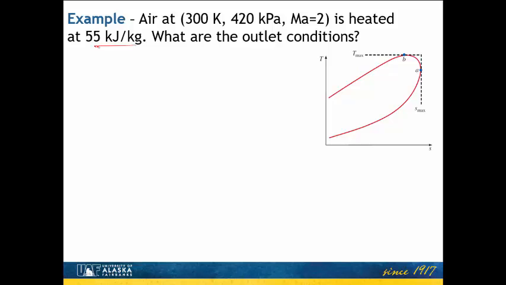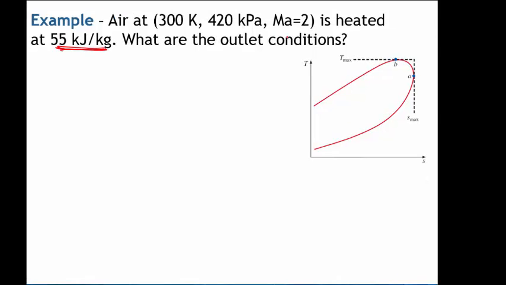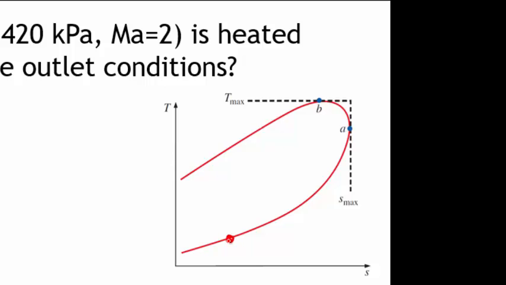So I'm just explicitly giving Q. In the last problem, we had to calculate it. I'm just going to already give Q dot as 55 kilojoules per kilogram of air. So now my inlet is Mach 2. If I look at this diagram now, I'm supersonic, so I'm at some point down there.